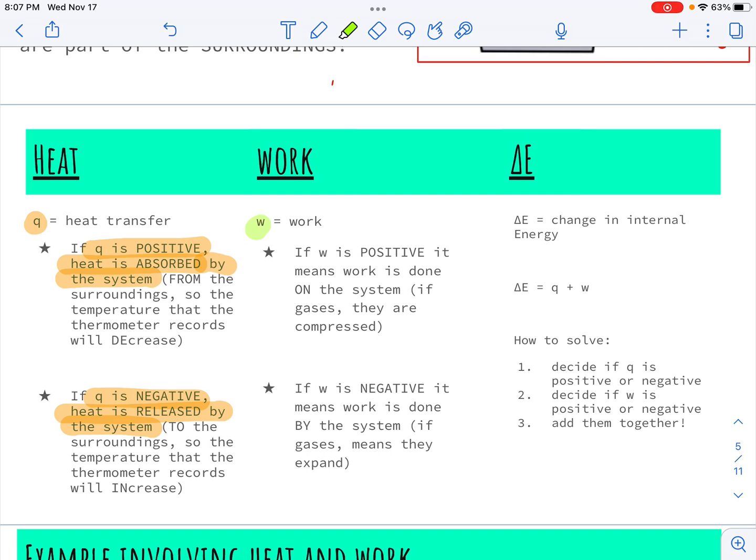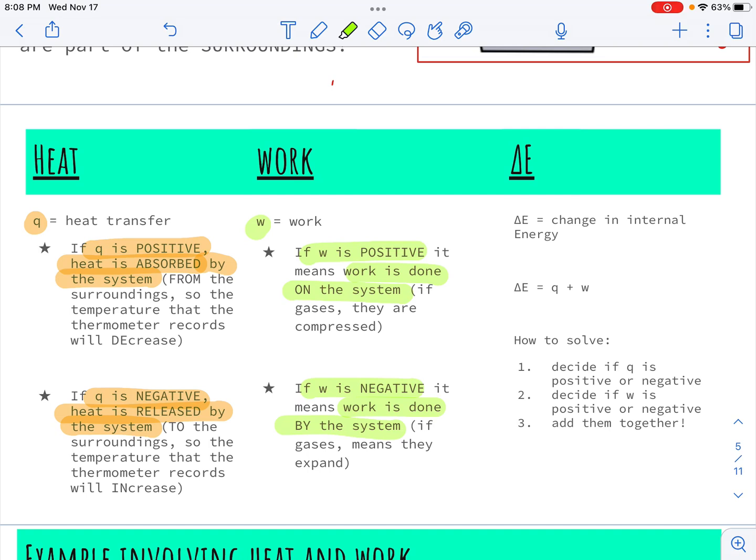So from the system's perspective, if work is done on the system, this means that it's a positive work. So if w is positive, it means work is done on the system. And if it's a gas, that means that I'm doing work on the system. And if w is negative, this means that work is done by the system. So we have on the system if it's positive and by the system if it's negative. This analogy is really good for teenagers because, of course, if you have to do work, that's a negative thing, right? So that will help you remember that piece of it.